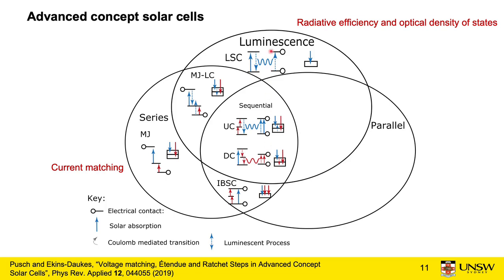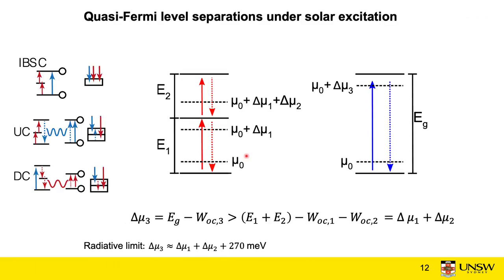Luminescent solar concentrators exist in the space of luminescence only. They do not break the Shockley-Queisser limit, so I won't discuss them further in this talk. Just as the series-connected concepts require current matching for optimal performance, the parallel-connected devices require voltage matching for optimal performance. Voltage matching here really means matching quasi-Fermi level separations.